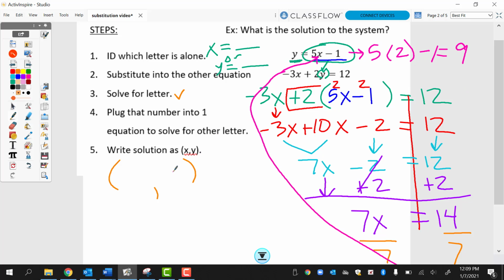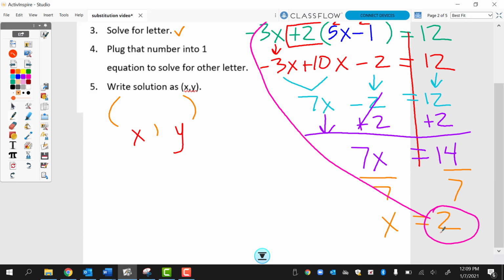Now I just have to make sure that when I write my answer, I put it in the correct order. So we write the solution as X comma Y. So X and then Y. What was my X number? Was it 9 or was it 2? Well, it says X equals 2, so I'm going to put 2 first and then 9 second. And this final answer is 2 comma 9.